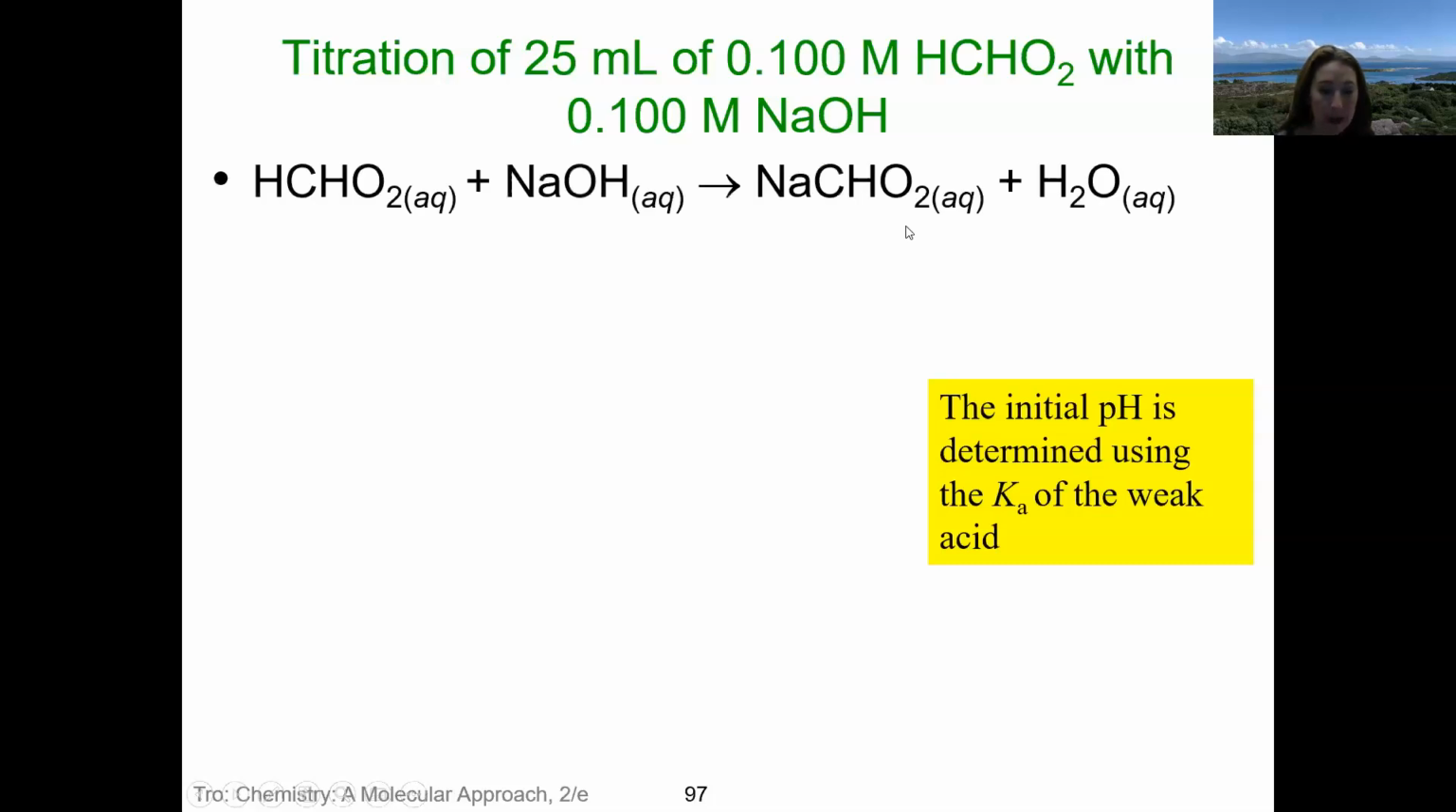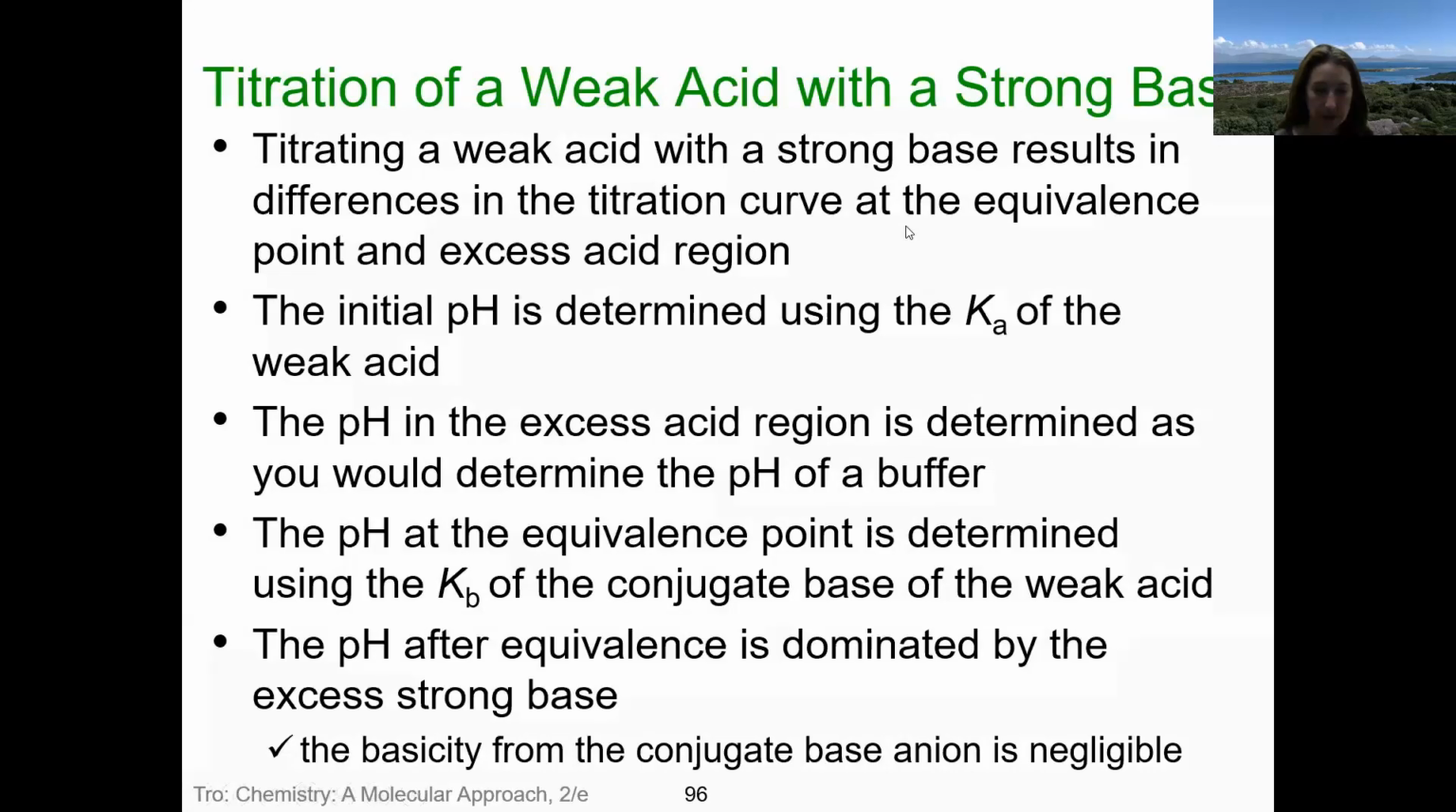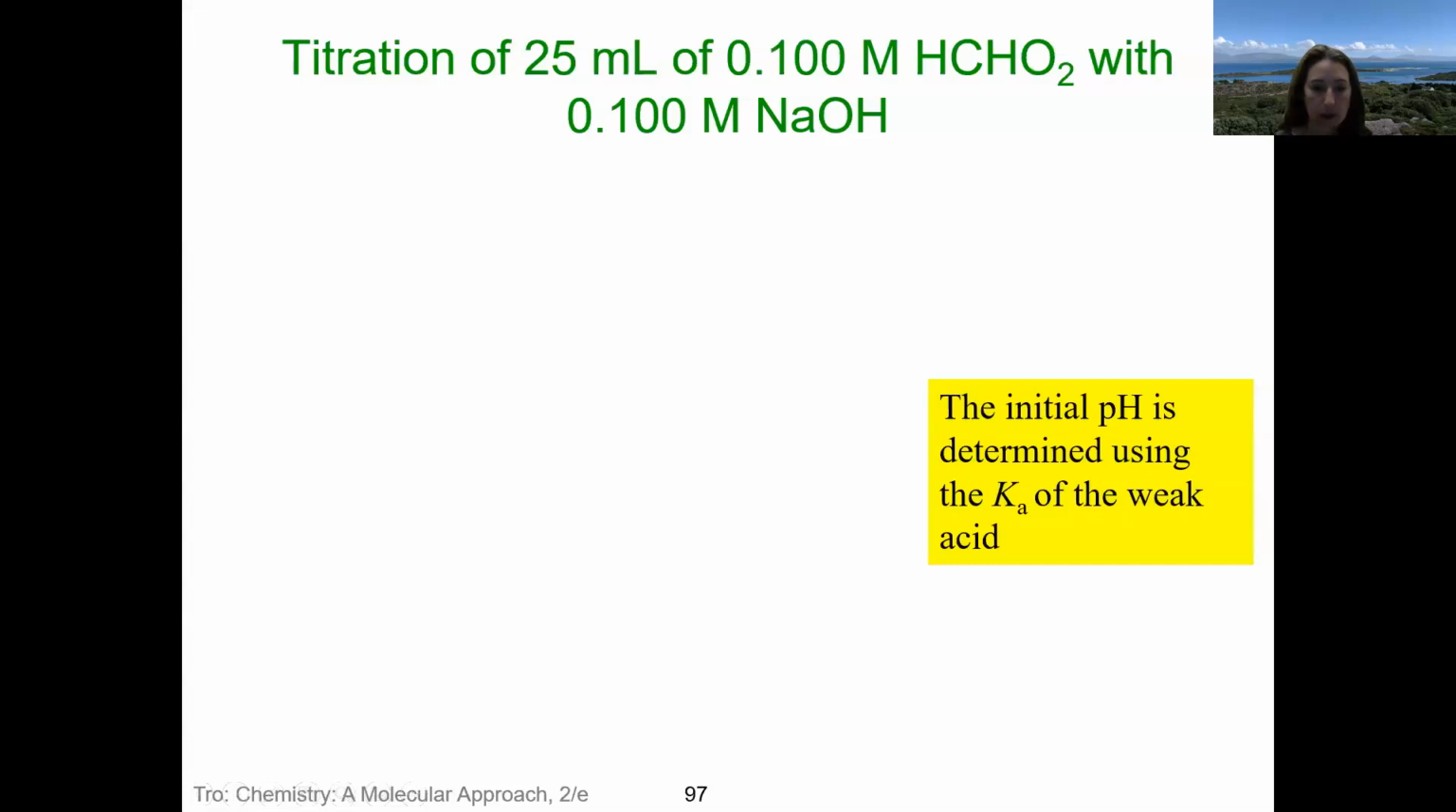Okay, so first of all, we're going to do a titration of 25 milliliters of 0.1 molar HCHO2 with 0.1 molar NaOH. Okay, so what are we doing? We're going to add these two together.